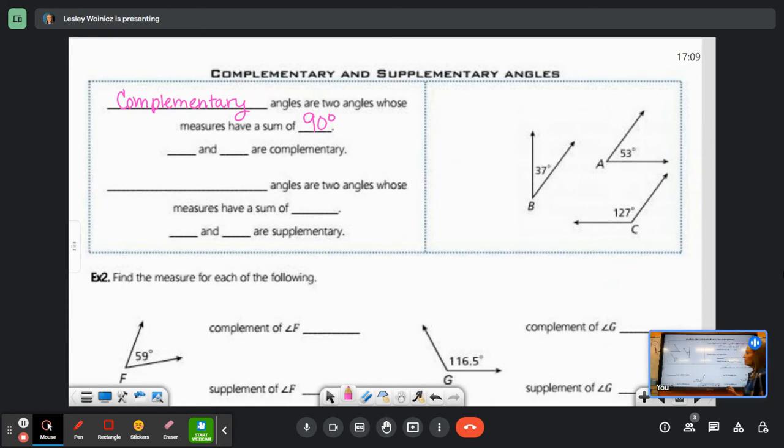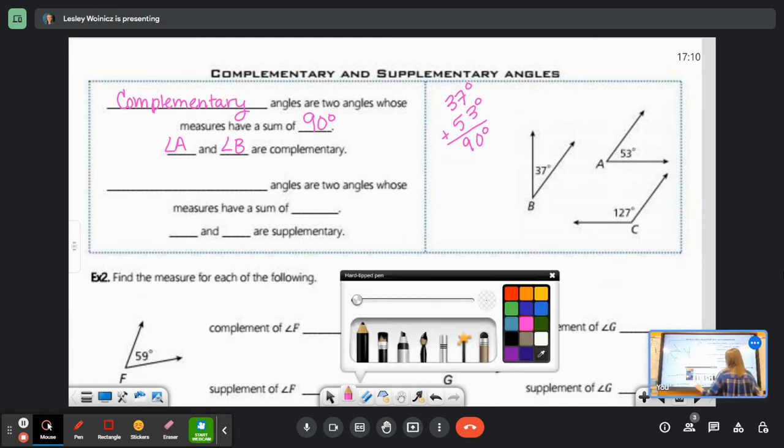If I look over here at my little batch of angles, I want to find a pair that adds up to 90. And I see that 37 degrees plus 53 degrees adds up to 90 degrees. So angle A and angle B are complementary. Notice that they don't have to be touching each other to be complementary. They can be floating around.